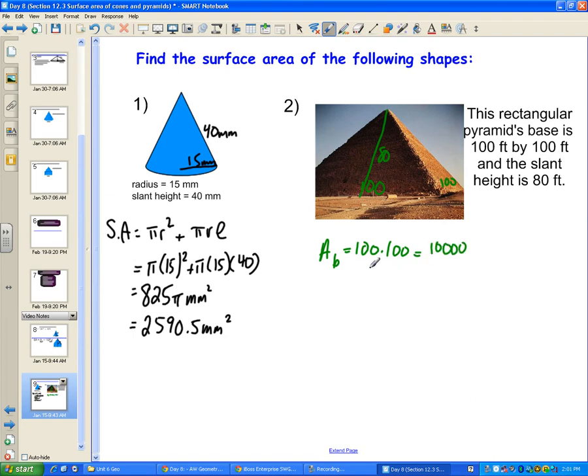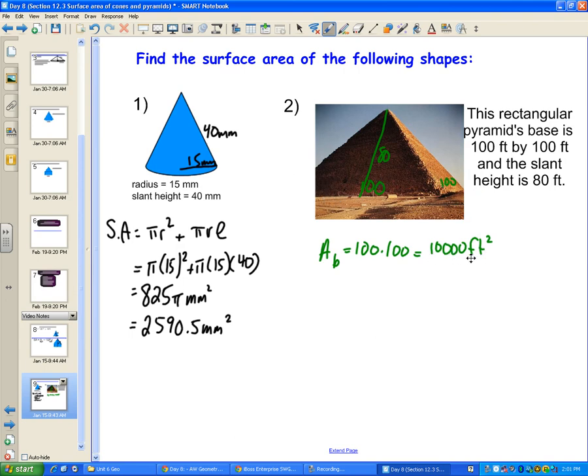And so there's 10,000 square feet for the base, and there's an argument whether or not we need it for this, because maybe I want to cover this with wallpaper, and I wouldn't cover the base with wallpaper. If I was going to wrap it up as a present and give it to somebody, then yeah, I probably would want the area of the base.